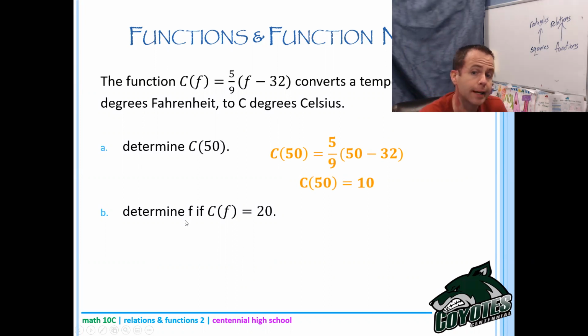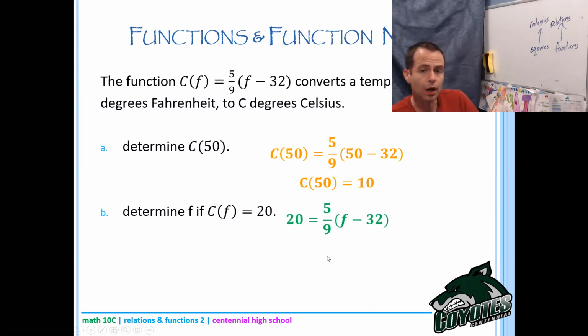Now, determine F if C of F is 20. So we're going to go back to the original equation, and where C of F was, I will replace it with 20. So I have 20 equals 5 over 9, bracket F minus 32. Now we have to algebraically solve, remember, because we're asked to determine. So we have to algebraically get F all by itself. This is not a guess or check thing. So I'm going to get rid of that fraction that's on the outside first.